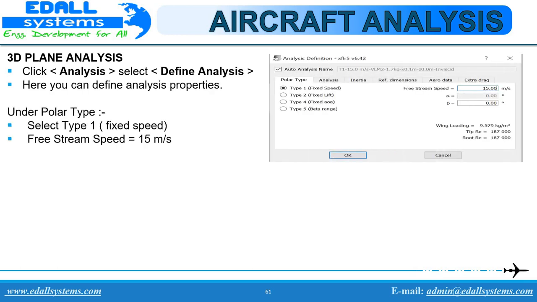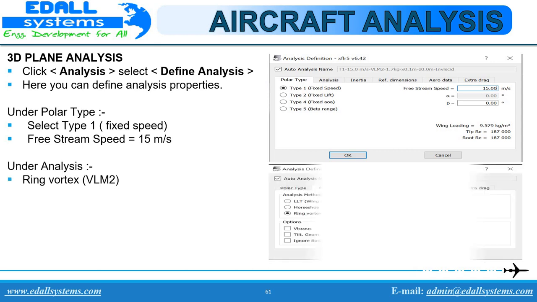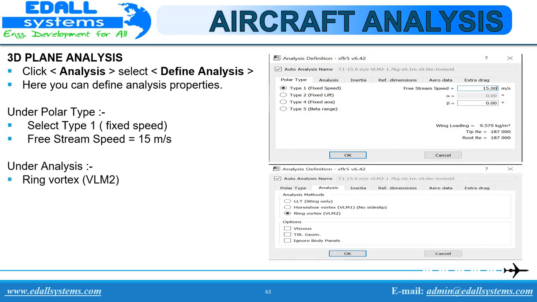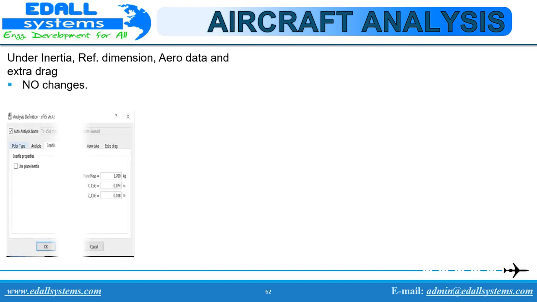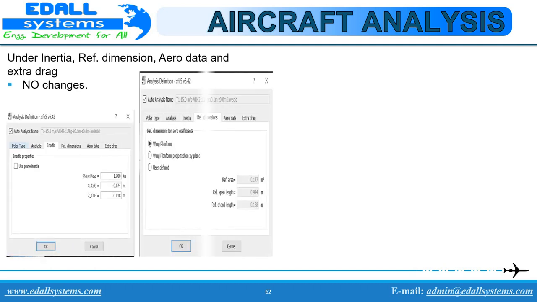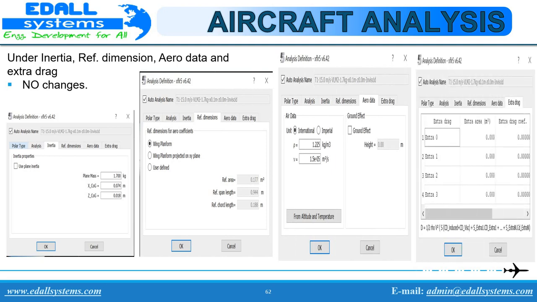Here you can define the analysis property, like under polar type we have type 1 for fixed wing, and we type the free stream speed as 15 meter per second. And under analysis we have ring vertex, that is VLM2, and the option viscous should be unselected. And under inertia, reference dimension, aero data and extra drag, there will be no changes. Everything will be as it is, and click on the OK button.